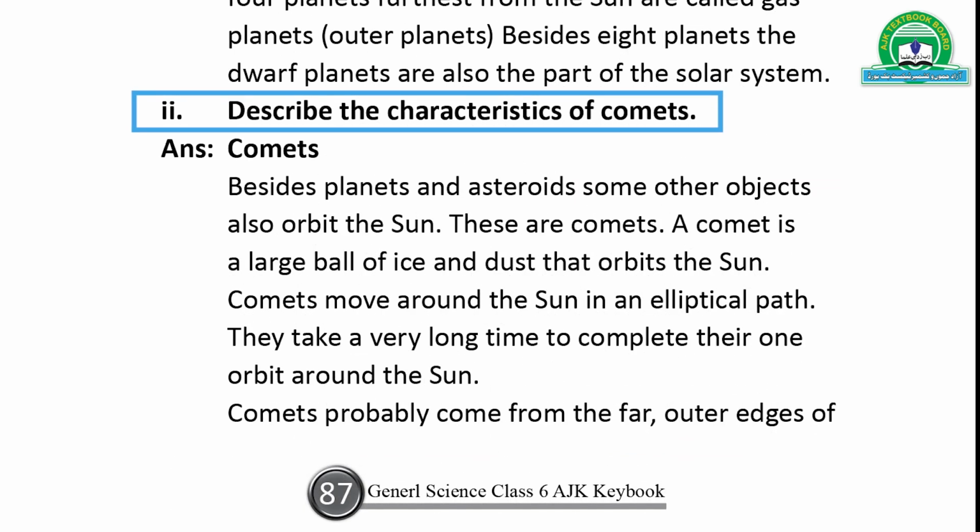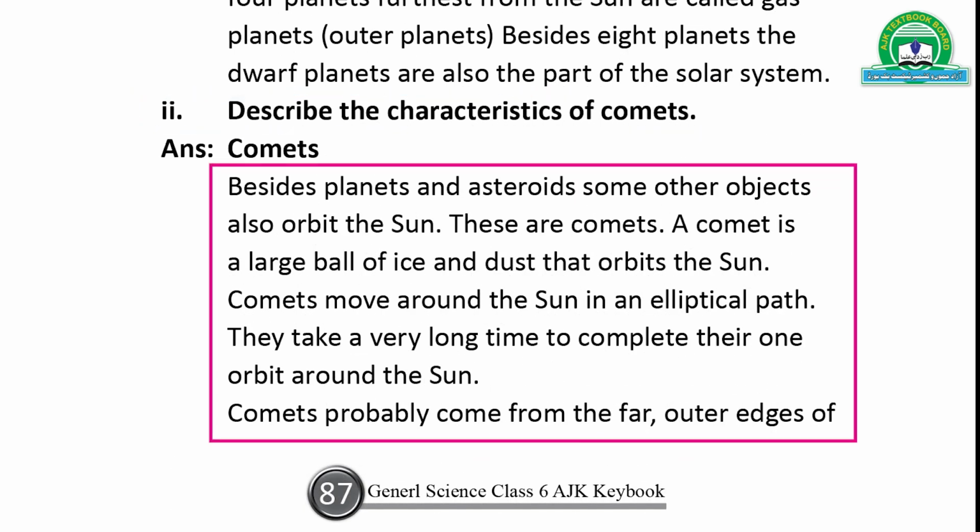Describe the characteristics of comets. Besides planets and asteroids, some other objects also orbit the sun. These are comets. A comet is a large ball of ice and dust that orbits the sun. Comets move around the sun in an elliptical path. They take a very long time to complete one orbit around the sun.